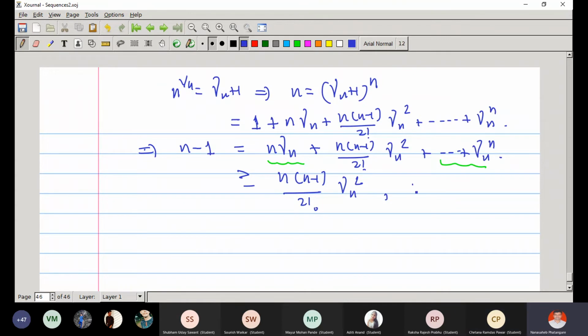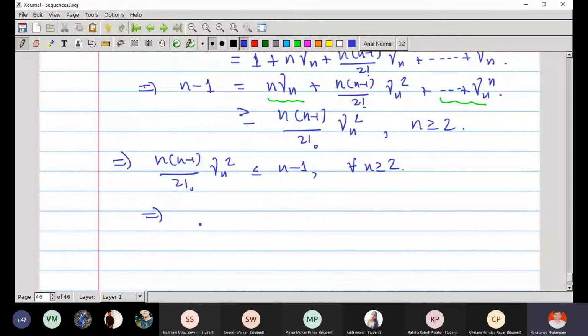But I can delete these terms provided my n is greater or equal to 2, because then only I will get the square term. In the binomial expansion, if n is at least 2, then I will get the square term, right? Correct? Yes, sir. And we can put this restriction n greater or equal to 2, because we are interested in the limit as n tends to infinity. That means we are interested in larger n. So we are not interested in smaller n. So this restriction is certainly allowed, and so we have this inequality. Fine. That means n into n minus 1 upon 2 factorial into gamma n square is less than or equal to n minus 1 for all n greater or equal to 2.